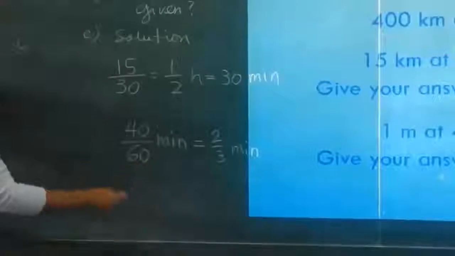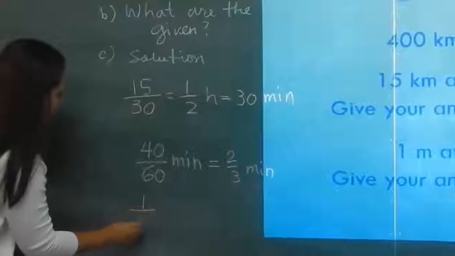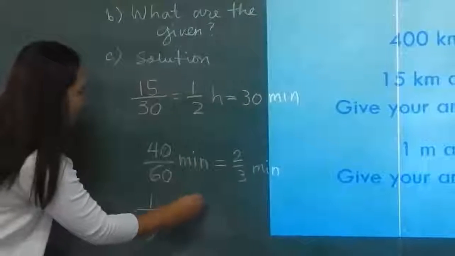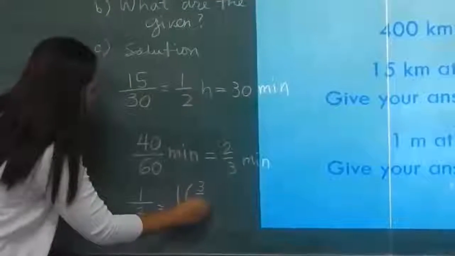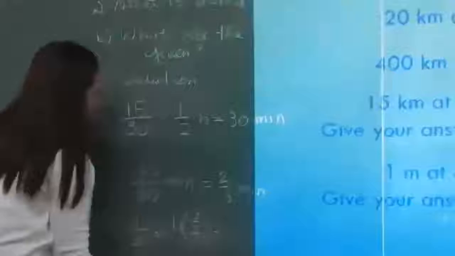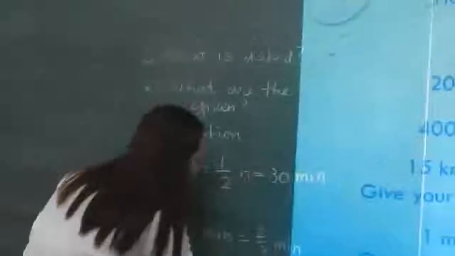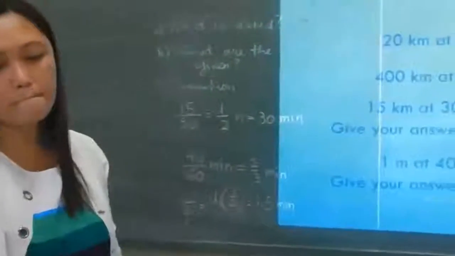So in this case, we're going to divide 1 meter divided by 2 over 3, which is equal to 1 times 3 over 2, which is equal to 1.5 minutes. So 1 meter at 40 meters per second is equal to 1.5 minutes.